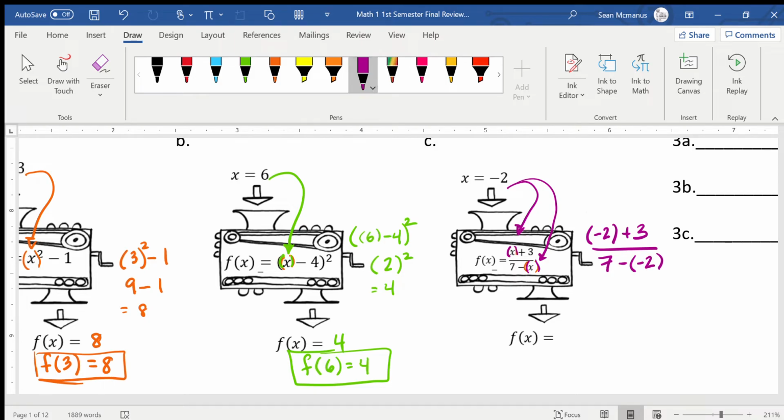What I saw from a lot of students earlier this year when we did these was if it was 7 minus x and they were substituting in a negative 2, they just would write 7 minus 2, right? But I have to recognize that it's 7 minus negative 2. All right, so negative 2 plus 3 is 1. And on the bottom, 7 minus negative 2 becomes 7 plus 2 is 9. So if I plug in a negative 2, I get out 1 over 9. This would be my final answer.